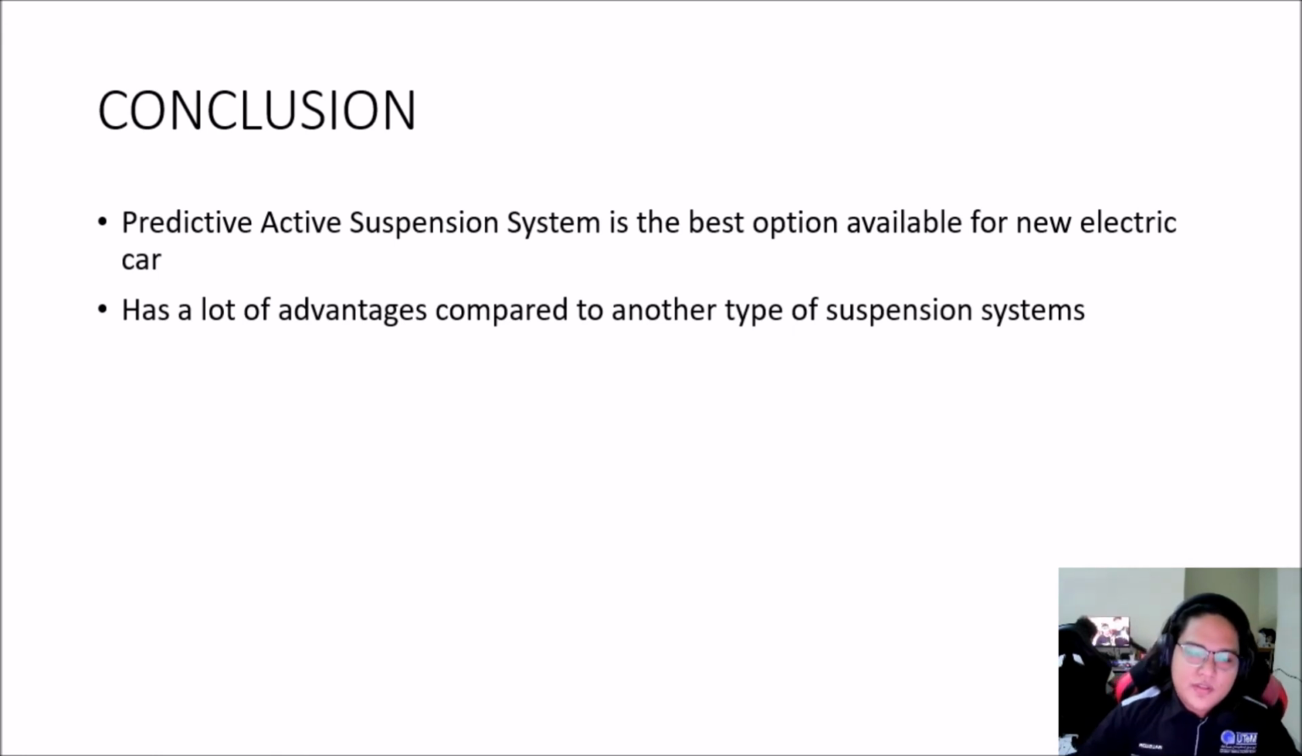In conclusion, the predictive active suspension system is the best option available for a new electric car because it has a lot of advantages compared to other types of suspension system.